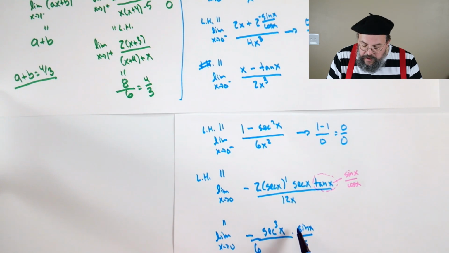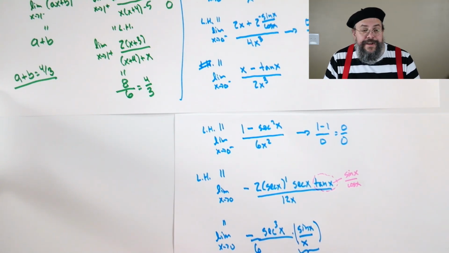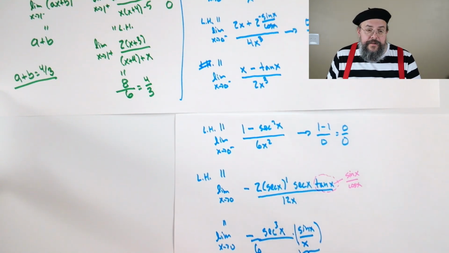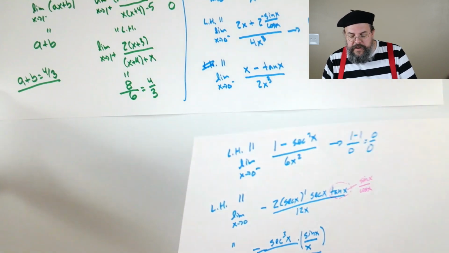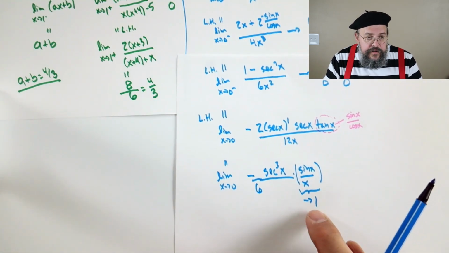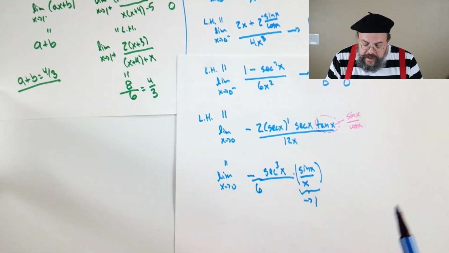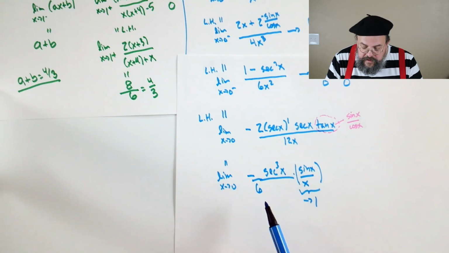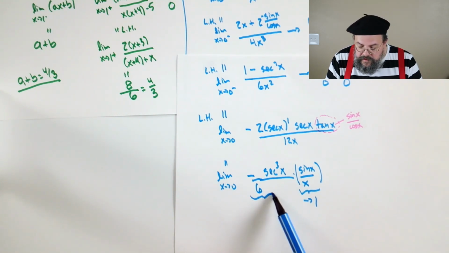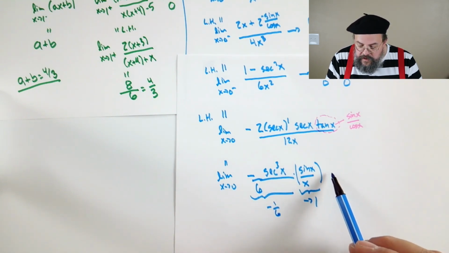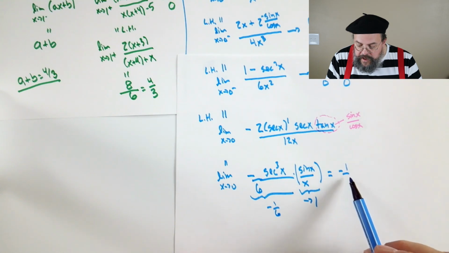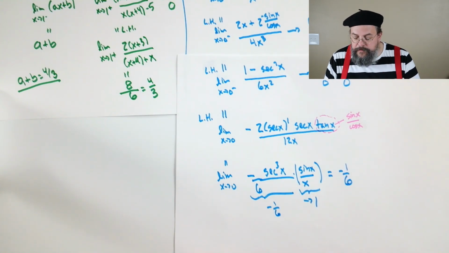And now I say, hey, hold on. This sine x over x goes to 1. Right, it does. Well, what does that say? It tells us that this piece, secant of 0 is 1, so it goes to minus 1/6. So we have that the whole limit here is minus 1 over 6. Good.